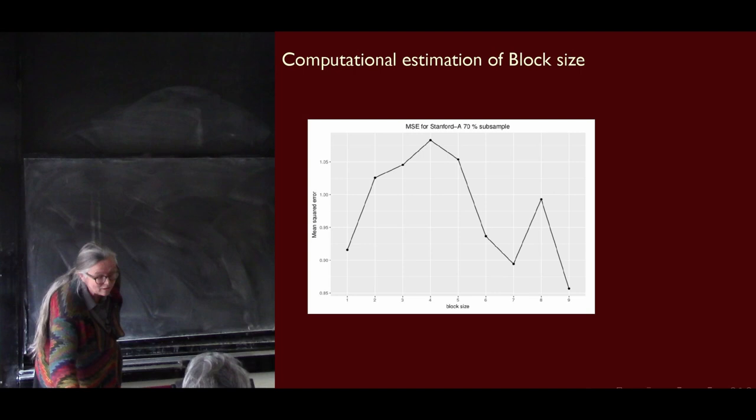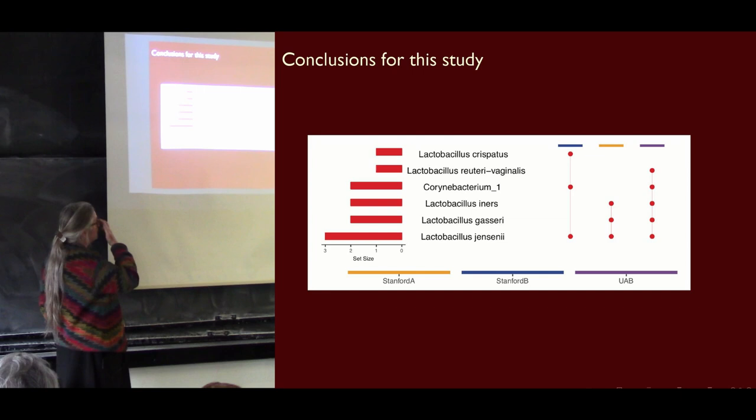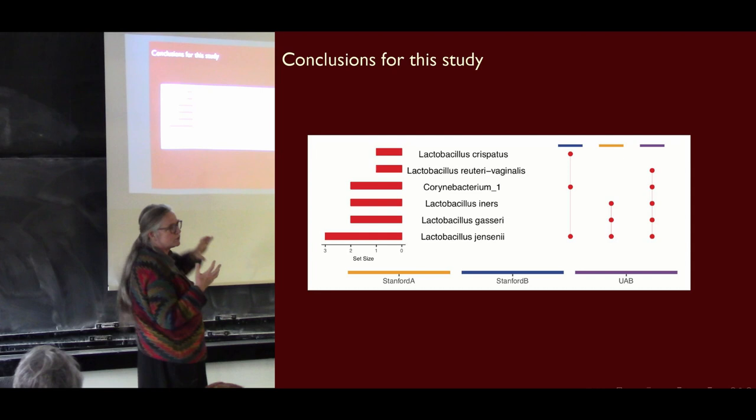And so the conclusions are a little bit more refined as to what bacteria are associated with preterm birth. We still find that low Lactobacillus crispatus, iners, gasseri, jensenii, those are all associated. So if you have low values of those, that's associated with preterm birth.